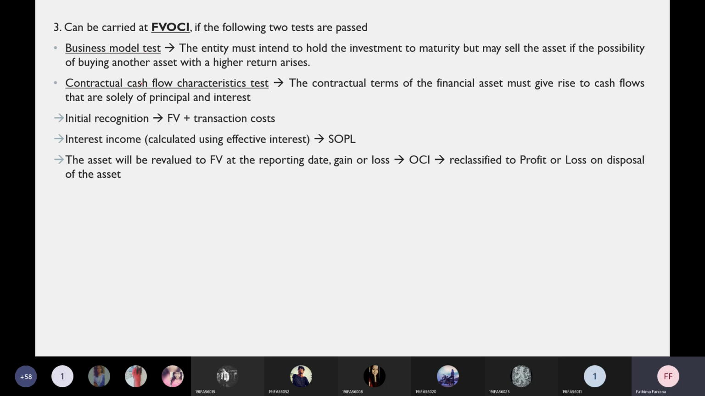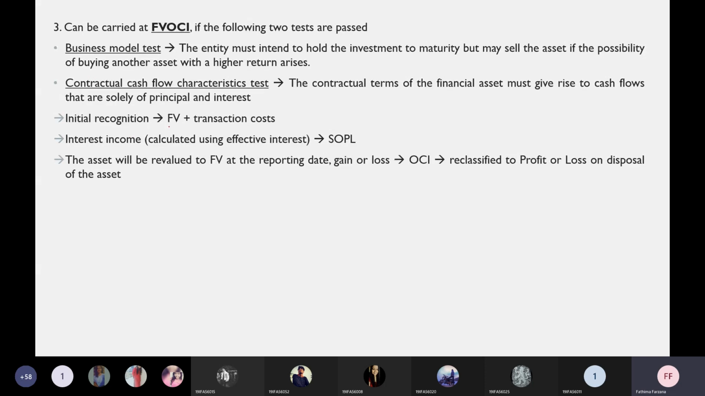It has to pass two tests if you want to value at FVOCI. The first test is the business model test, which means the entity must hold the investment till maturity, but they can sell it also if they can get a higher return by selling and buying another asset. So this is the business model test. Then the contractual cash flow characteristic test: the contractual terms of the financial asset must give rise to cash flows that are solely principal and interest, same as the previous one.